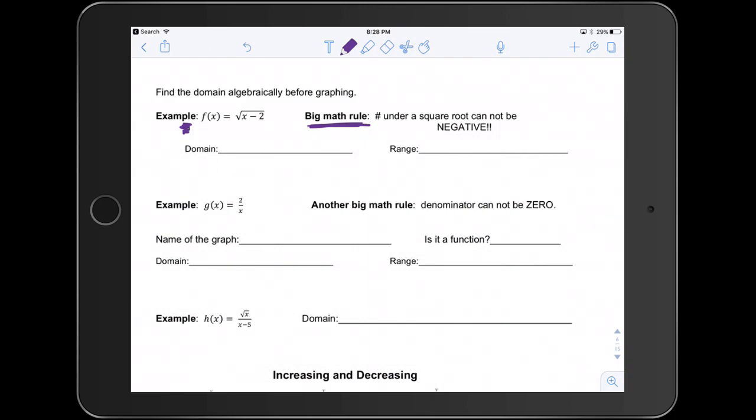Well, for the domain, what I do is I take this expression under the square root symbol, which is x minus 2, and I know that it cannot be less than 0, but it can equal 0. So let me just say, be careful with what you're doing here.